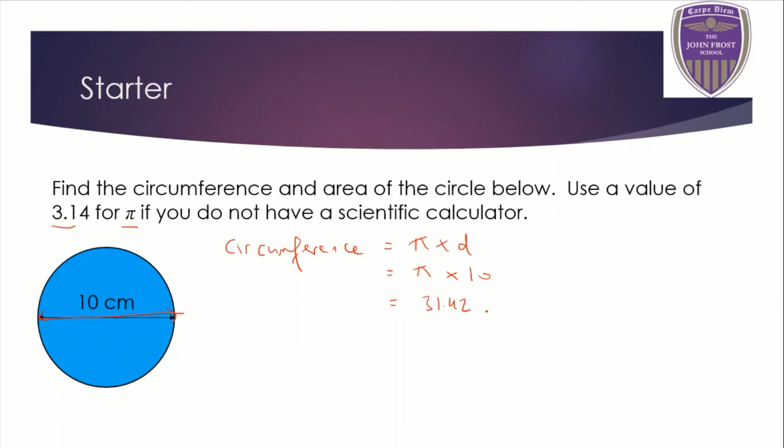Remember, a circumference means the perimeter of a circle. So you're walking around the circle, you're walking around it in centimeters. Okay, that's the circumference, pi times diameter.